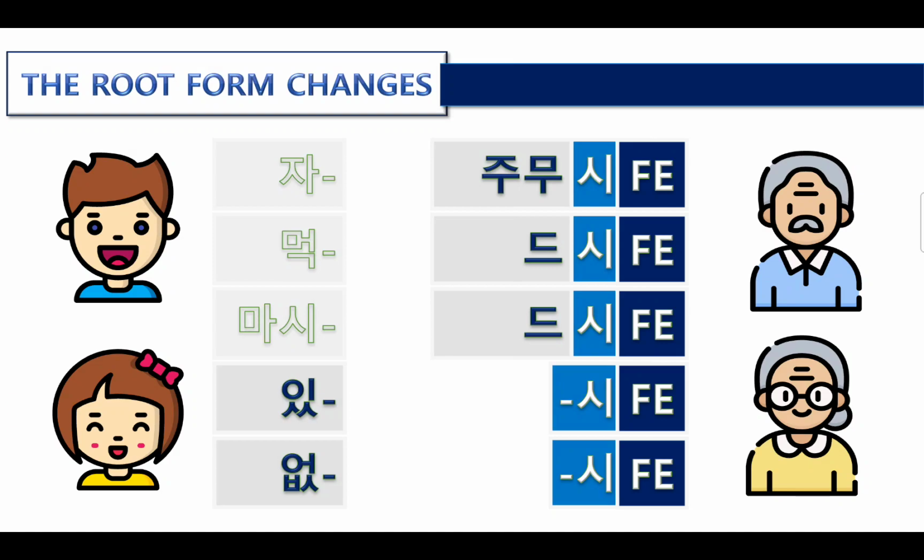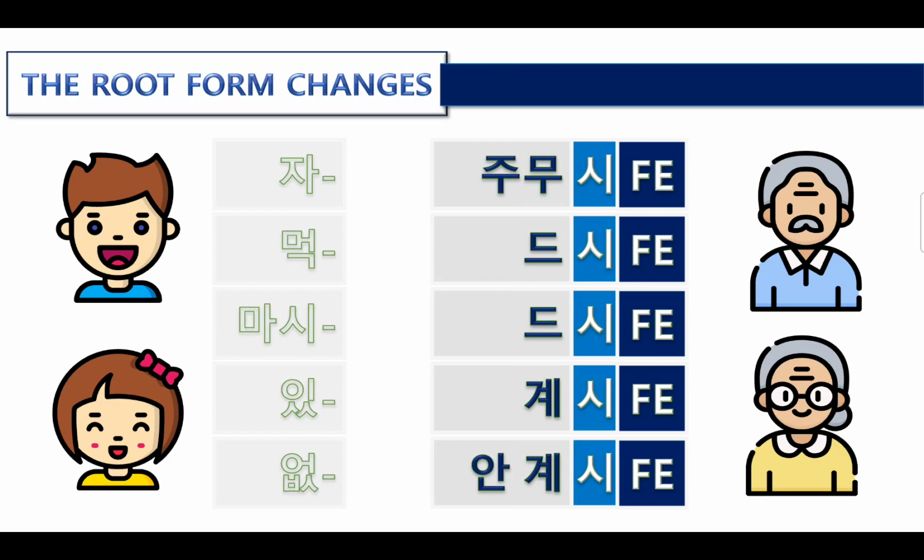마시다, also 드시다. And 있다. For 있다, we change to 계시다. How about 없다? 없다 means not or there is no. So 없다, 안 계시다. Okay, these 5 are exceptions, so you need to memorize. 자다 changes to 주무시다. 먹다 changes to 드시다. 마시다 changes to 드시다. 있다, 계시다. 없다, 안 계시다.